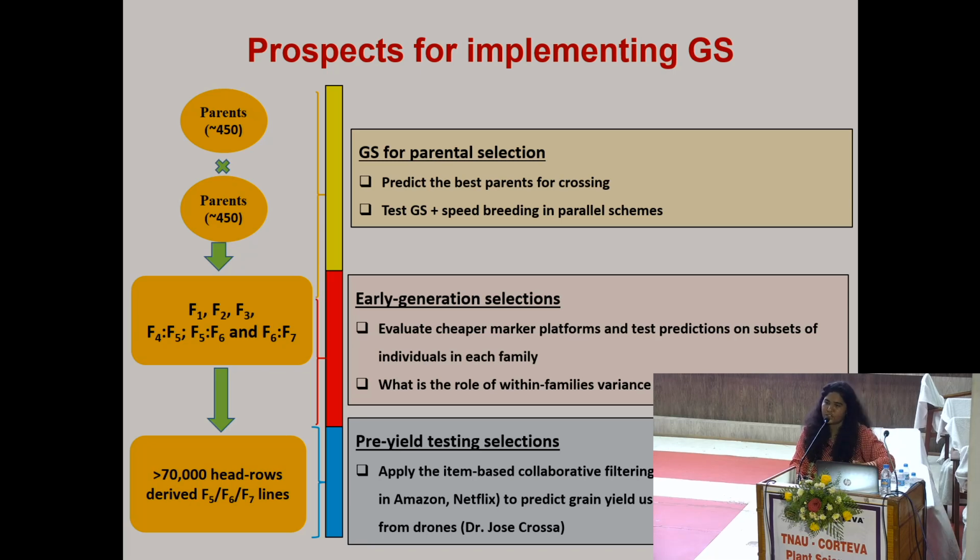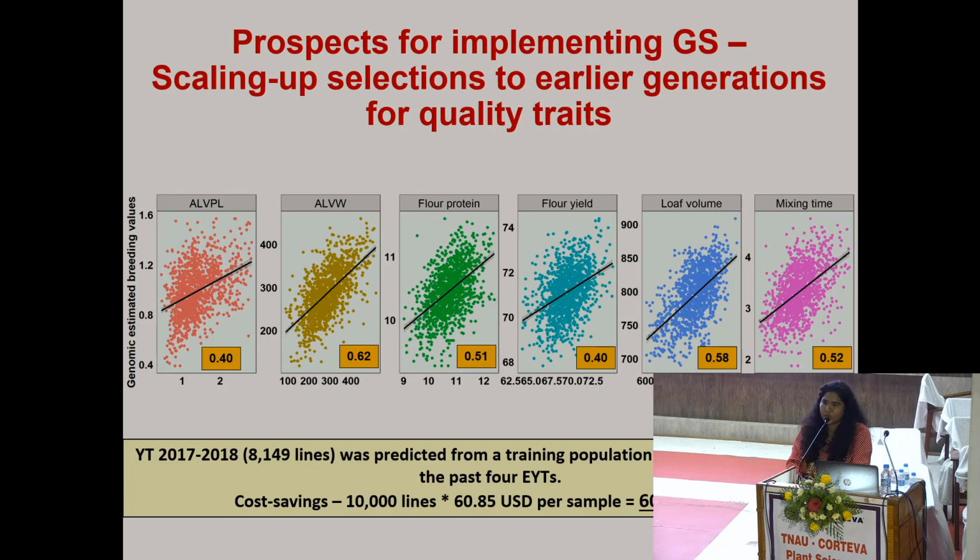So test a conventional breeding scheme, test GS and speed breeding, and see what you lose or what you gain. And then, as I've shown before, in the early generation selections, again, we have to check cheaper marker platforms. There exist many platforms, $5, $1. We have to check some of those platforms, and also check what is the role of within and across family variance, because we have huge populations, and there's always a lot of research that has to be done on dissecting out within and across family variance. And one thing we've done last year is scaling up selections to early generations.